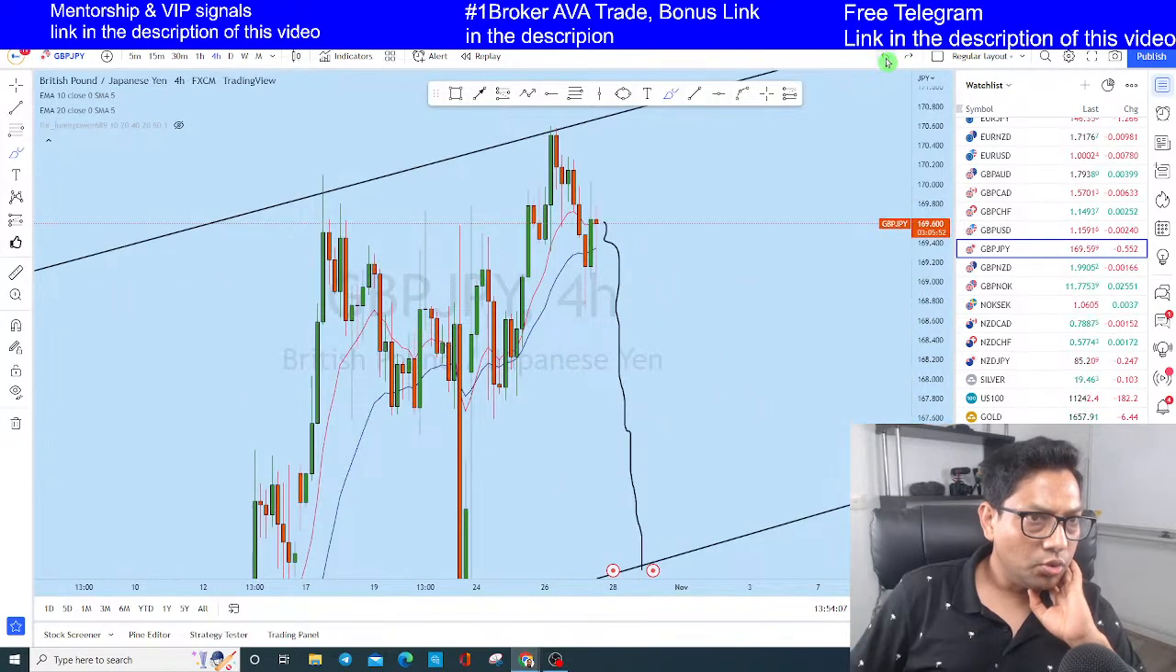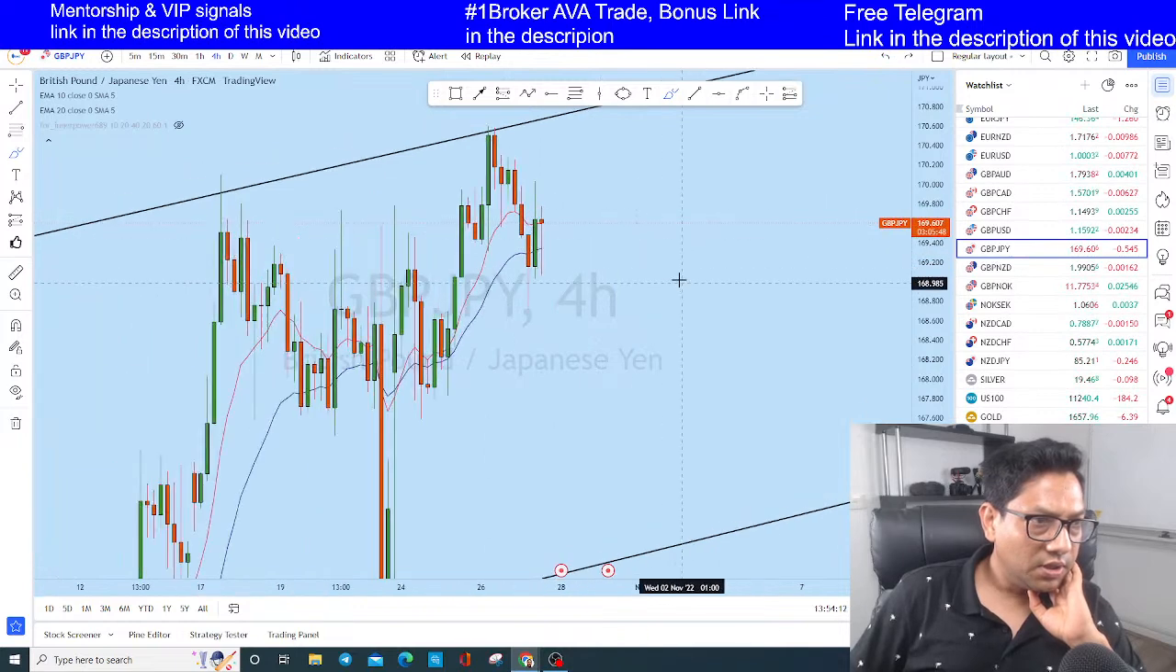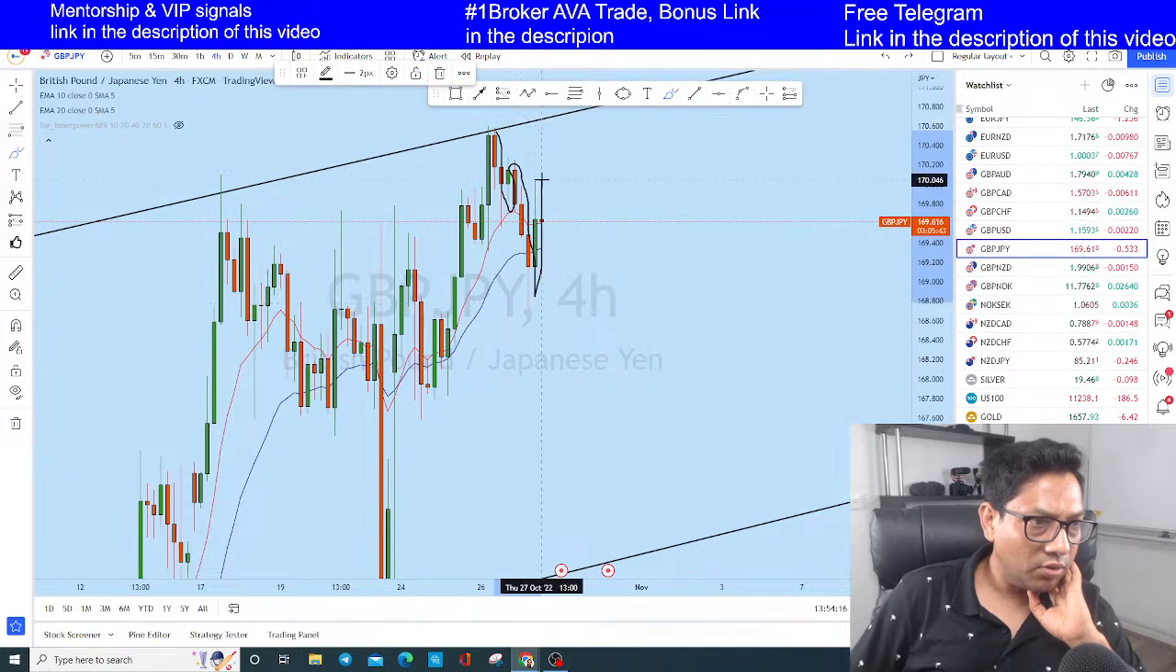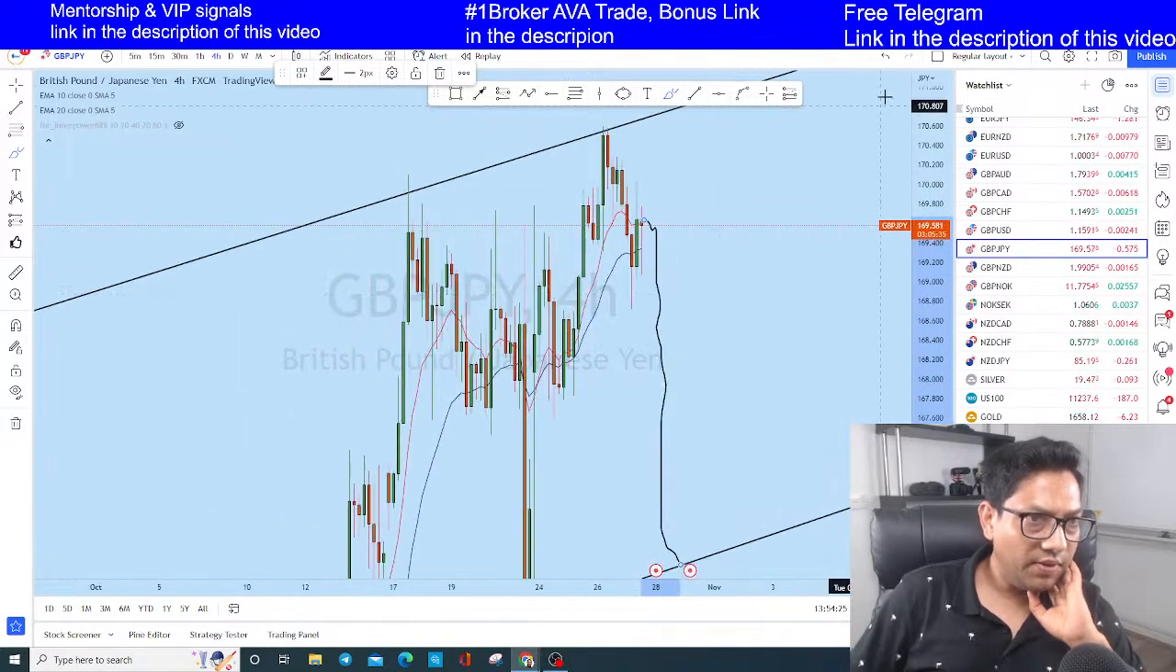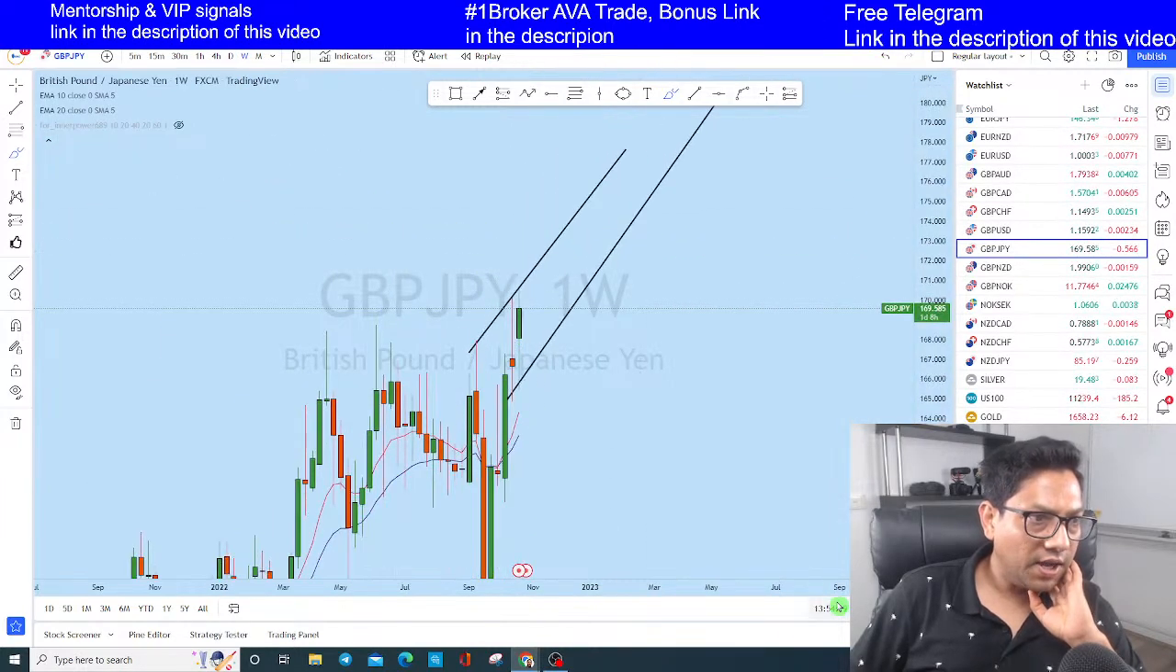So with that being said, if this one closes as a doji, because already you see there is a reversal here, it has broken down, gone up, that could be a point where we can see GBP JPY coming to this level again, which in fact on the weekly is something like that, you see.